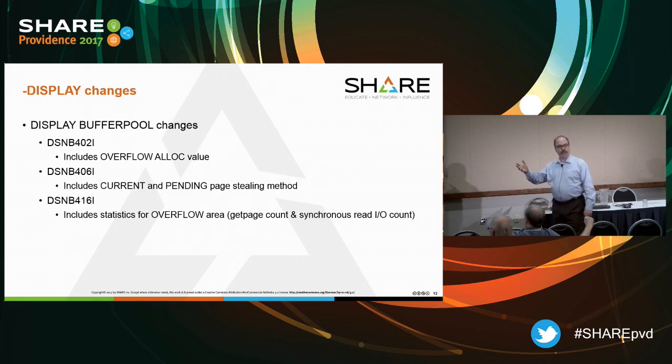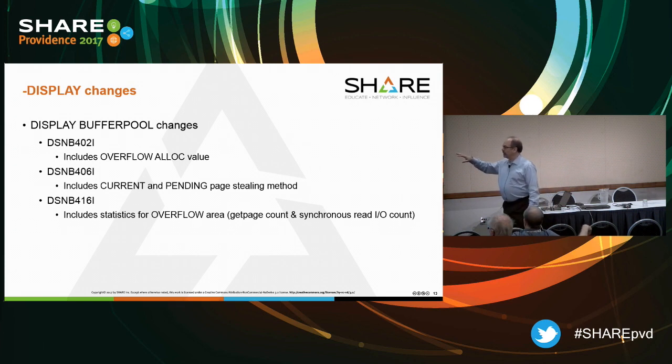Obviously, we need some changes in display buffer pool. So DSNB402I is changed to include the overflow value. DSNB406I includes the page steal algorithm, and the current and pending. And then if we do end up with overflows, they're going to show up in the DSNB416I message.